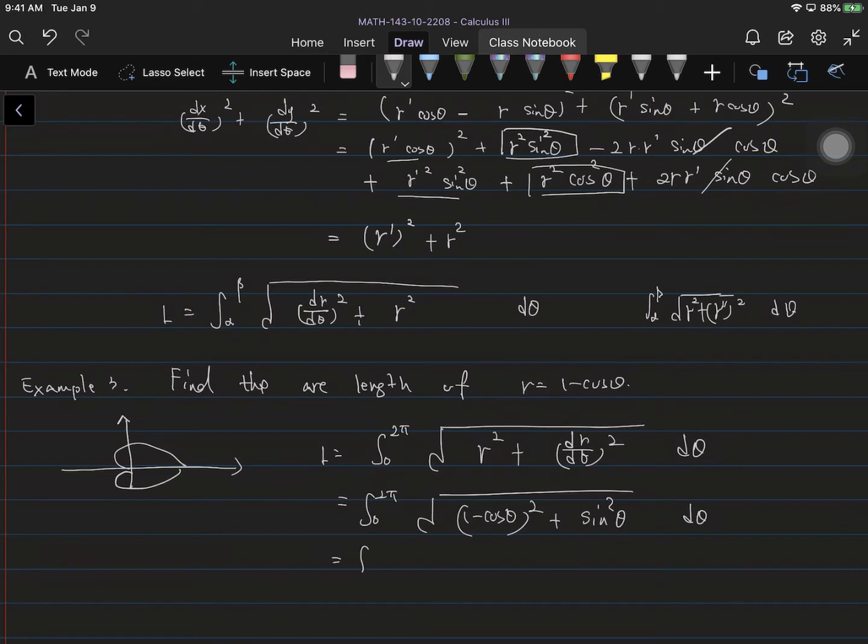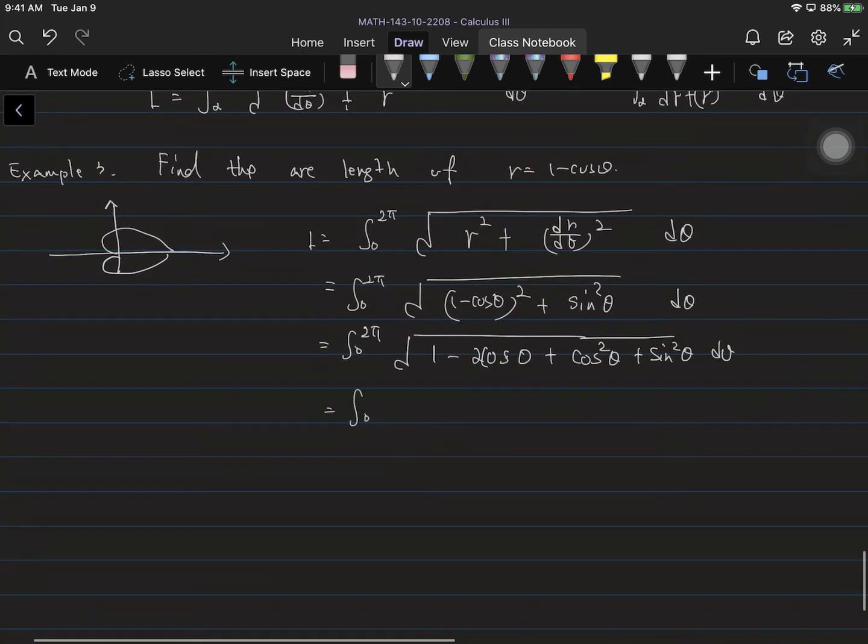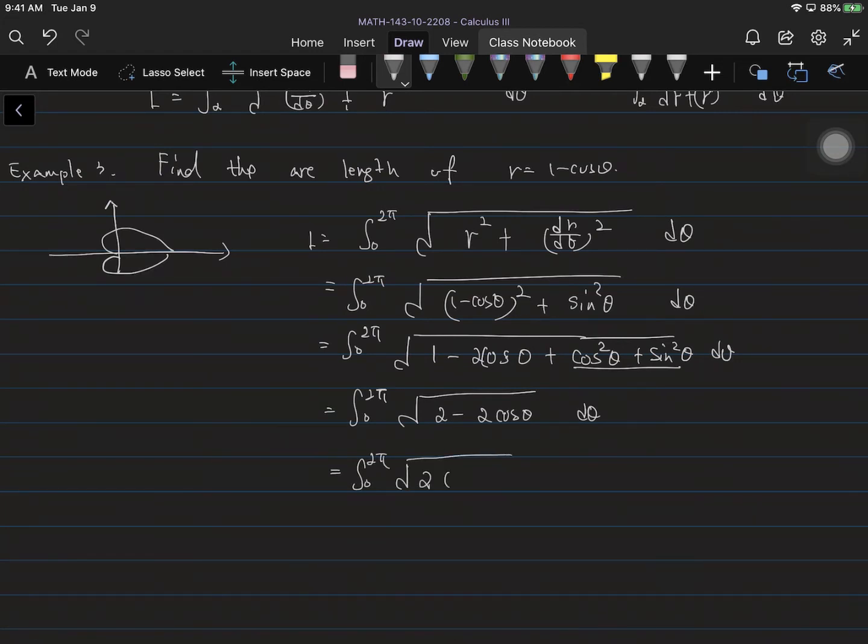Now simplify. 1 minus 2 cosine theta plus cosine squared theta, plus sine squared theta, from 0 to 2 pi. Here, cosine squared plus sine squared equals 1. Is that right? So what? We get the square root of 2 minus 2 cosine theta d theta. This is similar to our quiz 4. Here, we factor 2 out: 2 times (1 minus cosine theta) d theta.